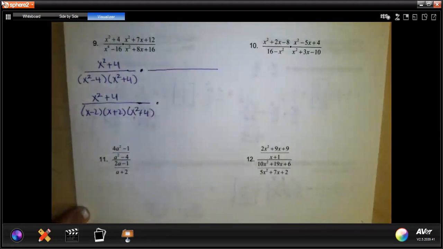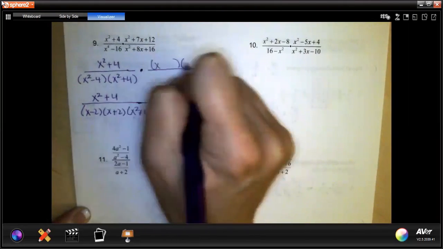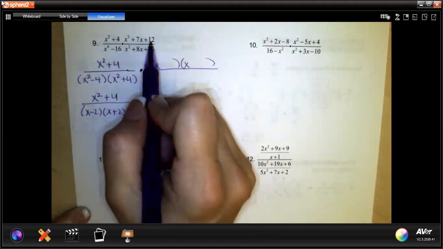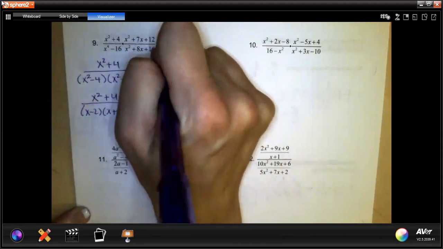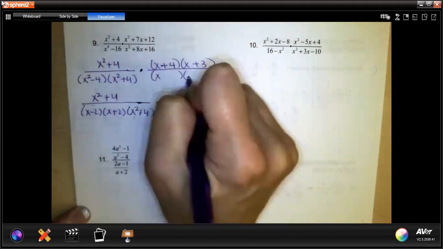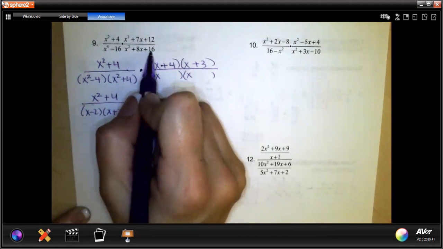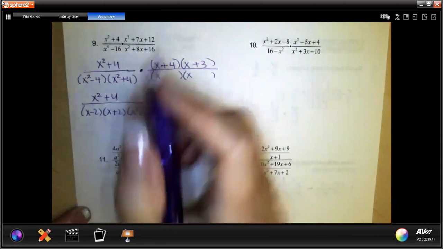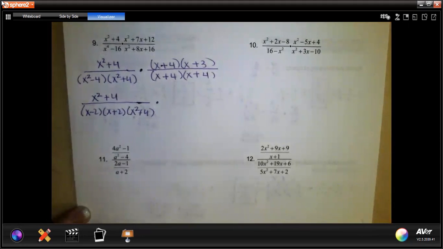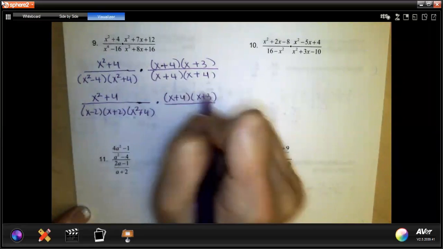All right, so now on our second one here, those are both trinomials. So x times x gives us x squared, and then we're looking for what multiplies to be 12 and adds to be 7. So that is 4 and 3. In my denominator, I get that x times x to give me x squared. And then I'm looking for what multiplies to be 16 and adds to be 8. And that is 4 and 4. Now that we've set up all of our factoring, I'm going to just bring that down because nothing else factors on those.